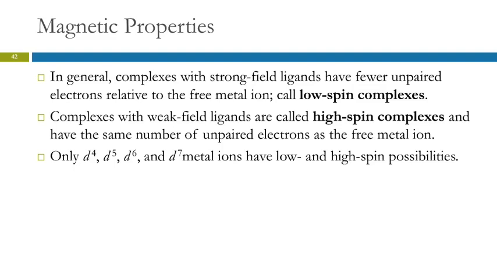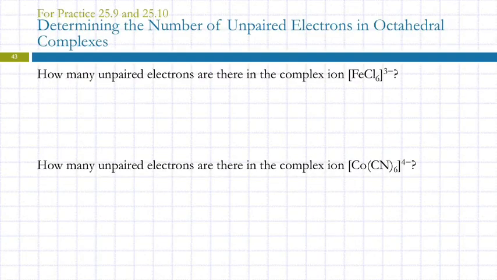Not all metal ions have an option or possibility of both kinds occurring. You have to have enough electrons that one of them would go up into the next orbital. So you have to have at least 4 electrons in your d orbitals. So we should be able to answer questions like this. How many unpaired electrons are there in the complex ion hexachloro?